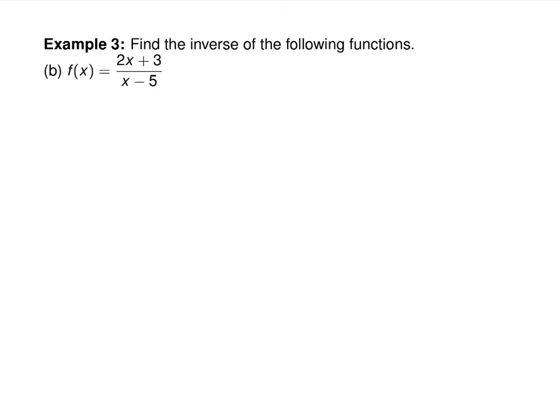So find the inverse of this function. x equals (2y plus 3) over (y minus 5). And the problem is now you've got to solve for y, and you've got two y's.